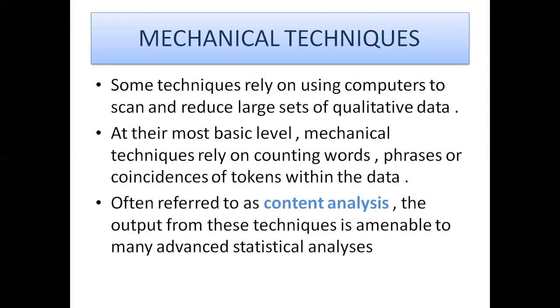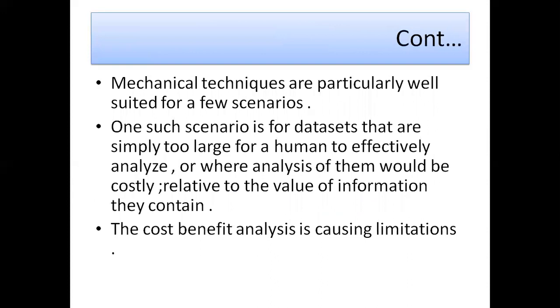Now we will discuss the mechanical techniques. Some techniques rely on using computers to scan and reduce large sets of qualitative data. At their most basic level, mechanical techniques rely on counting words, phrases, or coincidences of tokens within the data, often referred to as content analysis. The output from these techniques is amenable to many advanced statistical analyses. Mechanical techniques are particularly well suited for a few scenarios. One such scenario is for datasets that are simply too large for a human to effectively analyze, or where analysis of them would be costly relative to the value of information they contain. The cost-benefit analysis is causing limitations.